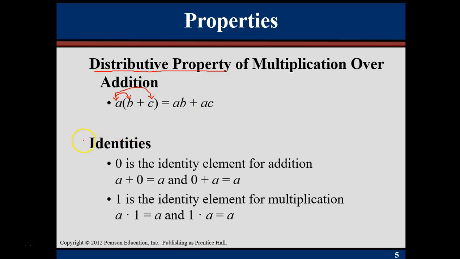We'll have identity properties for both addition and for multiplication. The identity for addition is 0. You can add by 0 all day long and you won't change the number. So the identity property for addition is A plus 0 is equal to A. 1 is the identity element for multiplication, and so you can multiply by 1 all day long and not change the number. And so the identity property for multiplication is A times 1 is equal to A.